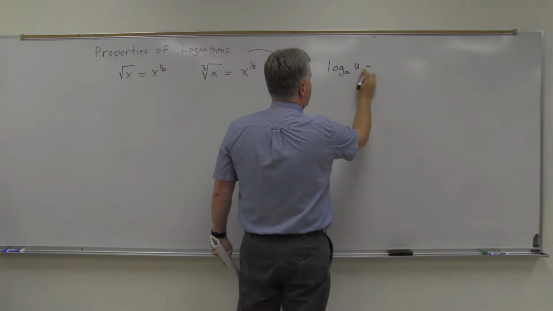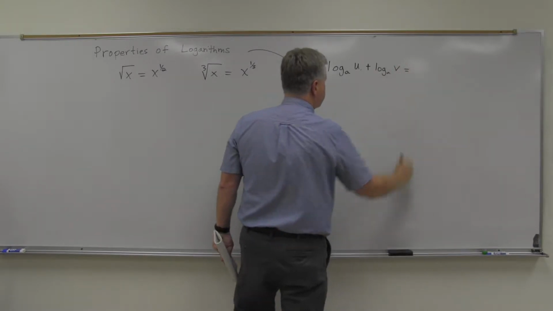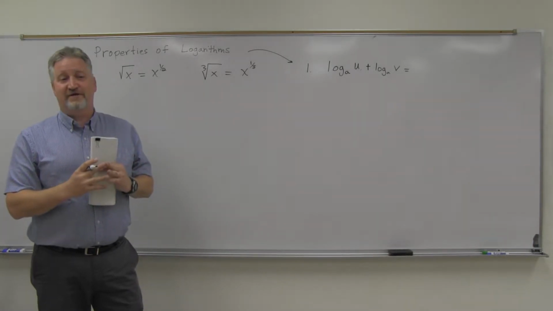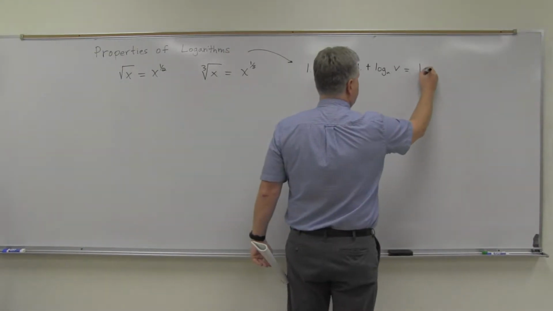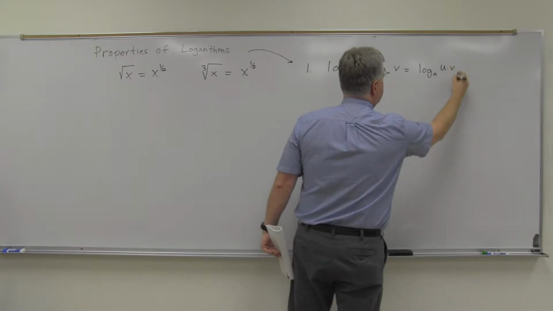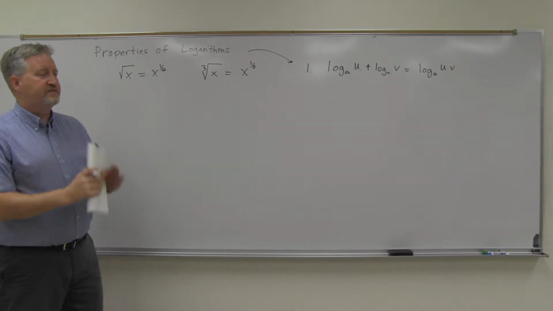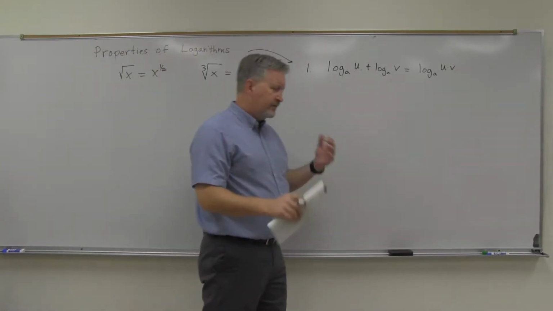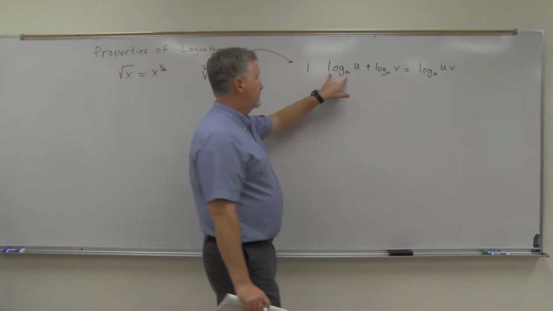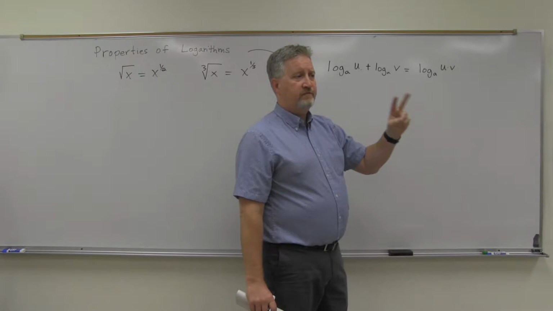plus the log base a of v, it turns out that those two logarithms can be combined into one single logarithm, and it's the logarithm base a of u times v. So we took two logarithms there and condensed them into one, and we can go the other way with it too. It's kind of interesting that you have two logarithms added, but to combine them into one, you actually multiply the two things inside there.